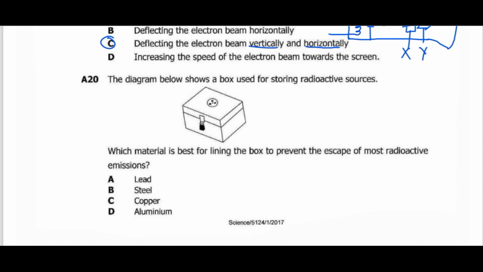Okay, so we move on to question 20. The diagram below shows a box used for storing radioactive sources. Which material is best for lining the box to prevent the escape of most radioactive emissions?